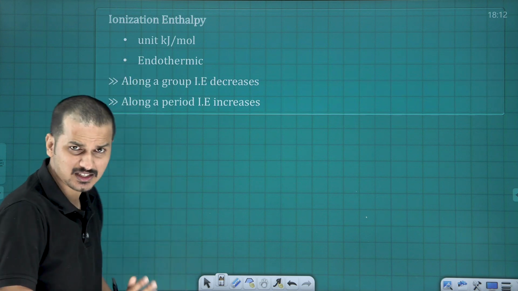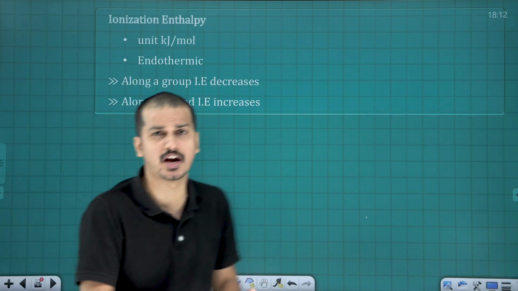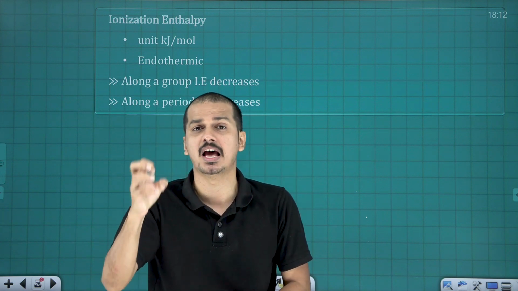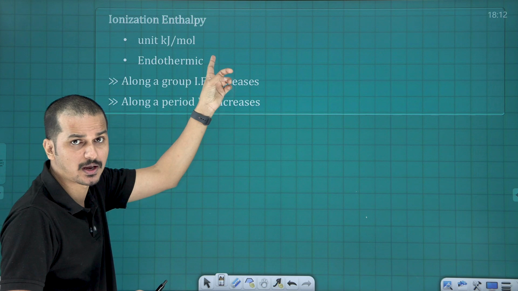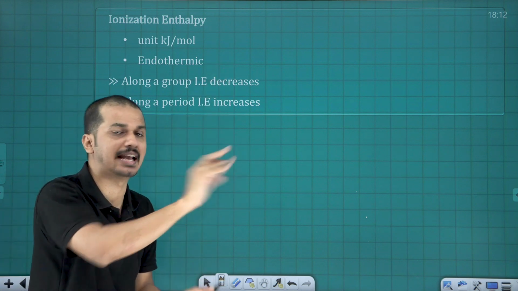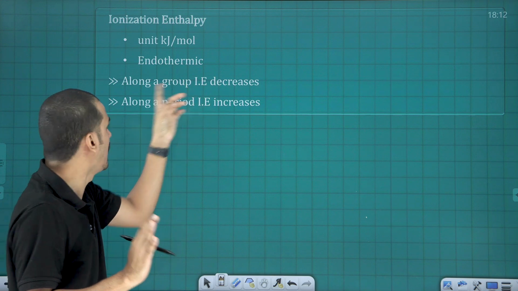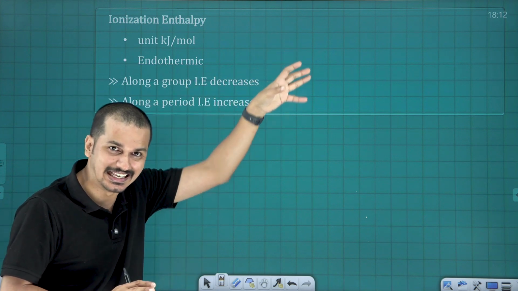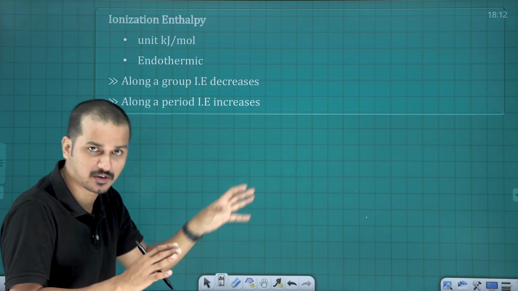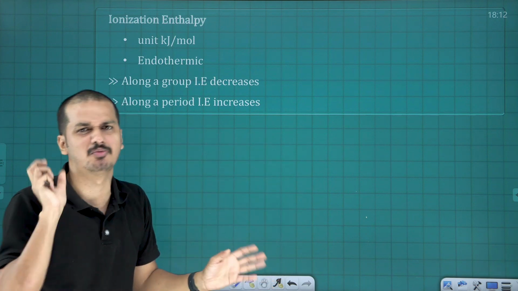Then next, about ionization enthalpy: it is the amount of heat energy required to remove an electron from an isolated gaseous atom. Its unit is kilojoule per mole. Always we have to give energy to remove an electron, so that's why it is always endothermic. Along a group, ionization enthalpy generally decreases while going down, because the atom becomes bigger, so automatically we can easily remove the electron.